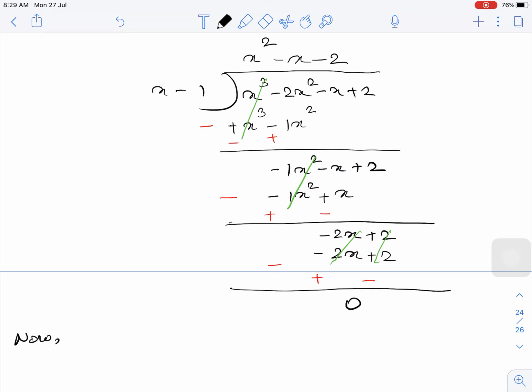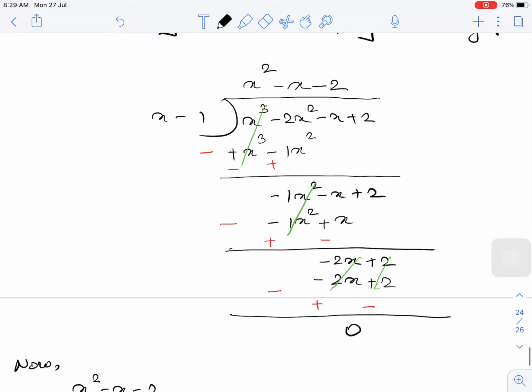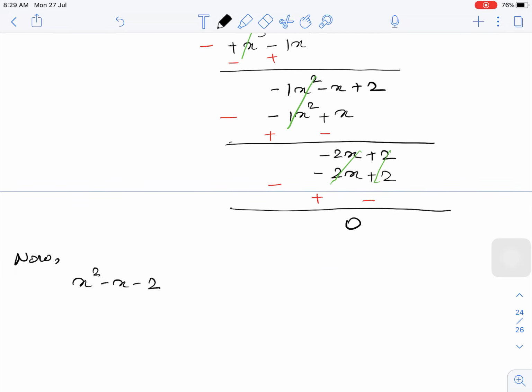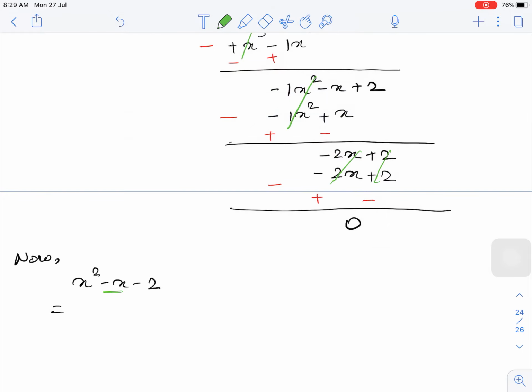Okay, so we are having x square minus x minus 2 equals 0. Now we are going to factorize it by splitting the middle term. So what is the middle term? This is the middle term. This is how we split the middle term: we write two numbers whose sum and product satisfy the conditions.